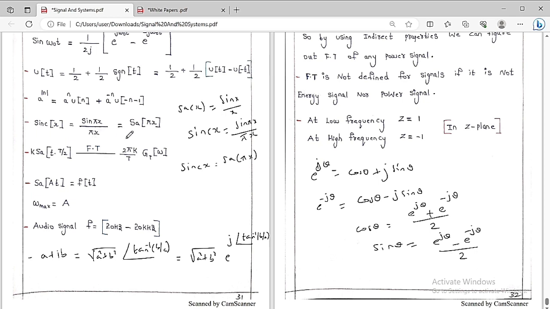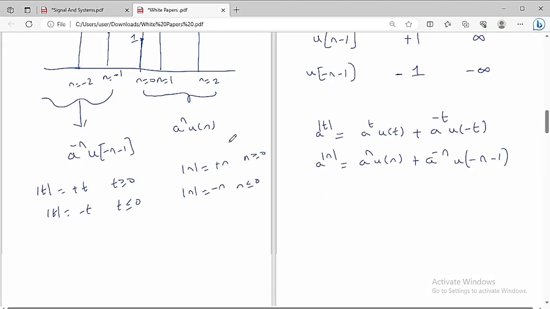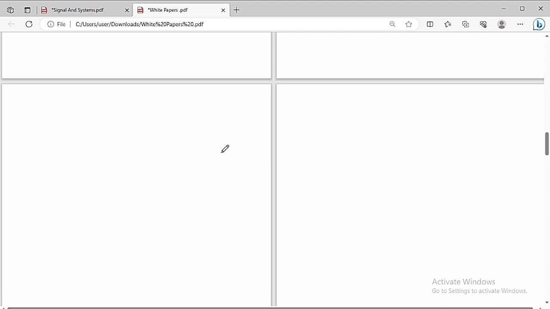So now the next point is k into saw of k into T by 2. The Fourier transform is 2 pi k by capital T into g_T of omega. This is the rectangular pulse with period T. This one I already told you so many times. It is a standard one. Let me repeat this concept so that we can easily understand. As I already told you, now it's the time domain.